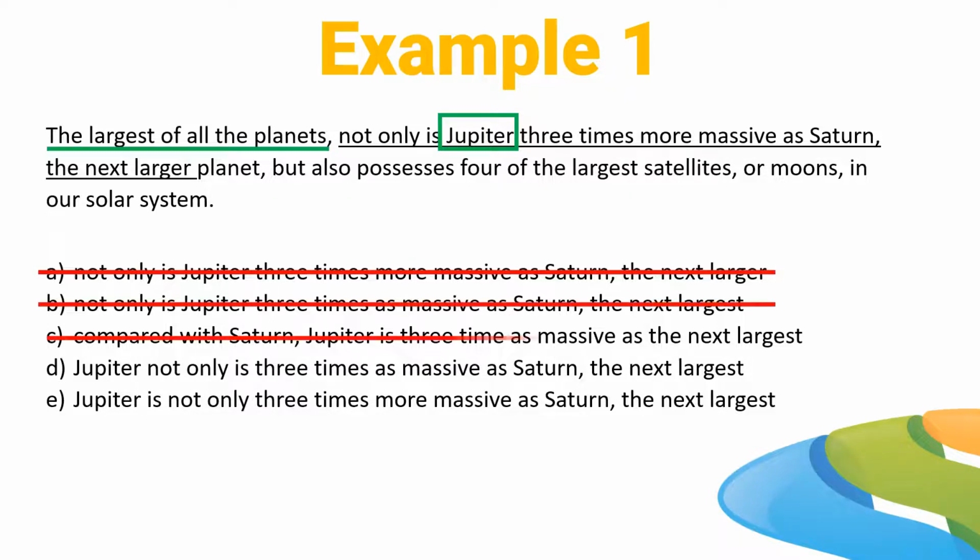That means B is out. That means C is out. We're down to D and E. And what do we think between D and E? They're pretty similar. Initially, we're attracted to E because we like Jupiter is something. We get the subject and the verb. But E has a problem. E has more massive as Saturn. It has to be more than Saturn. D gets the comparison right. 3 times as massive as Saturn. That means our answer choice is D.